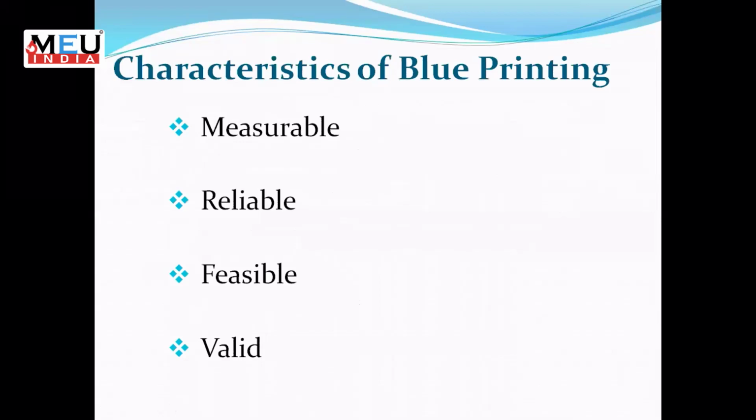So now we have seen how we are going to go about the blueprint, what things are to be given importance, and what weightage allocation goes to the components or the contents. The characteristics of the blueprint: it should be measurable, reliable, feasible, and valid. This is most important: measurable.